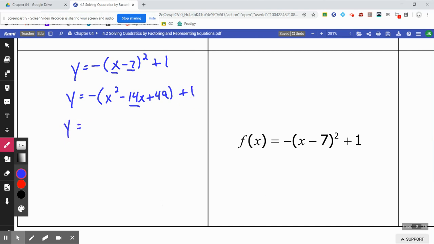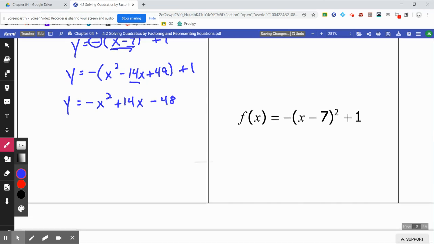You now distribute that negative. You have to square it first and then put the negative on it, just like negative x squared. That's going to be negative x squared plus 14x minus 49, and we can go ahead and combine, negative 49 plus 1 will be a negative 48. So there is my standard form.